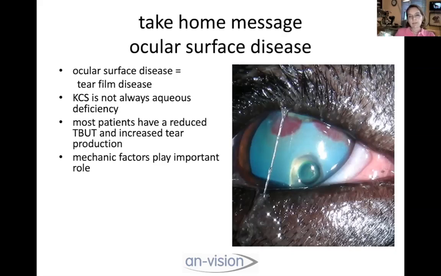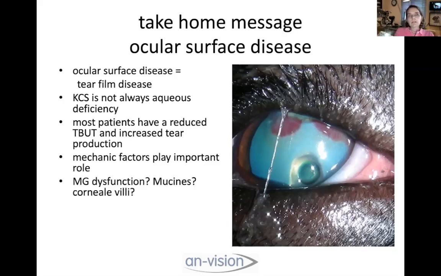Mechanic factors play an important role, and this is when we think about brachycephalics, or we think about loose lids, the opposite, like in all those large dogs that have ectropion or pocket syndrome, or V-shaped entropion, rhomboid lids, whatever. All the tumors, all the distichia patients. So we have lots of factors that could interfere with an even healthy tear film.